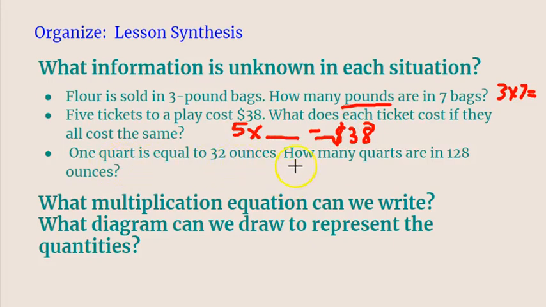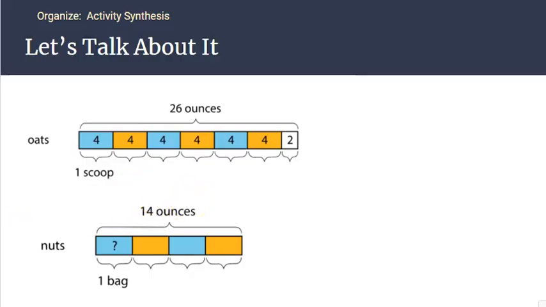One quart is equal to 32 ounces. How many quarts are in 128 ounces? Here, we know that for each quart, there are 32 ounces, and that equals 128. And just like we did with the previous diagrams, we can break it up in whatever way works best. All right, this is a little long. Sorry about that, but there's a lot to cover in this particular one. Thanks.